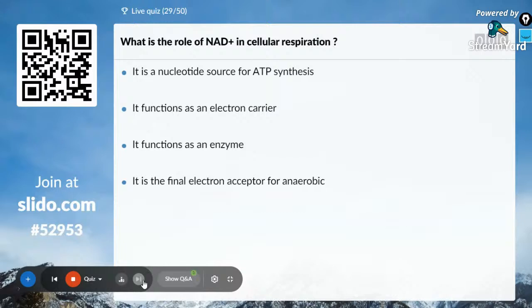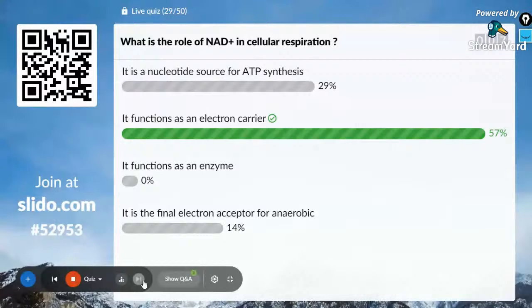2018 NEET question. What is the role of NAD plus in cellular respiration? It is a nucleotide source for ATP synthesis. It functions as an electron carrier. It functions as an enzyme. It is the final electron acceptor for anaerobic respiration. Yes. The correct answer is it functions as an electron carrier. Guys, this is the fifth time I'm including this question in our Slido. Again, 29 plus 14% is wrong. Next one.